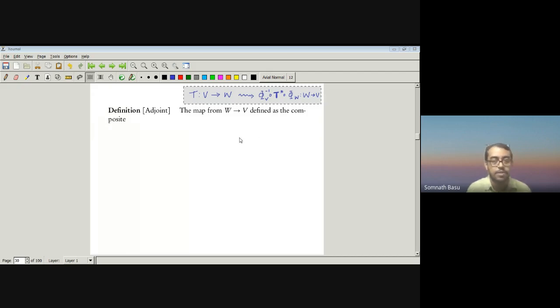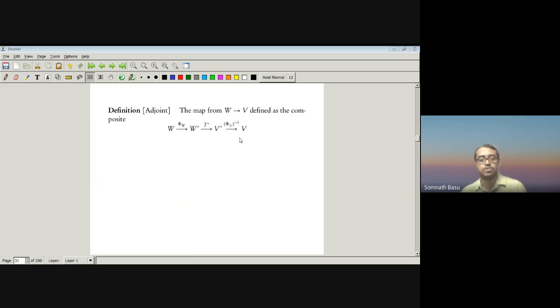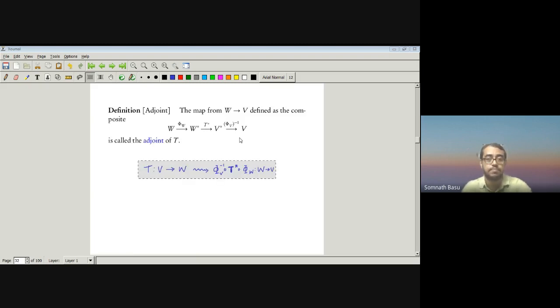So this one is going to be this map. We start with the natural isomorphism given by the inner product, going from W to W star. It's a bijection even over C. Apply T star and apply the inverse of the bijection phi V, and you get a map from W to V, and we define this map as the adjoint of T. Okay, this is what it is.